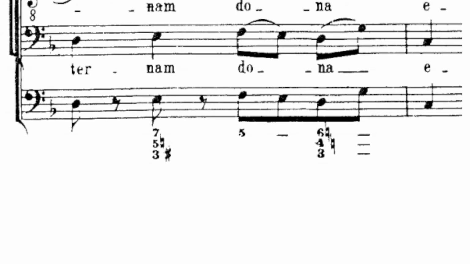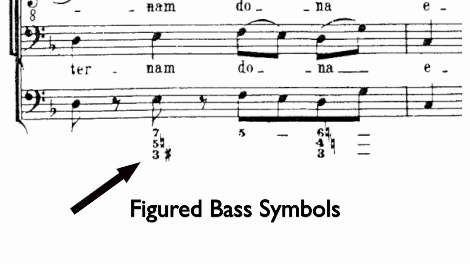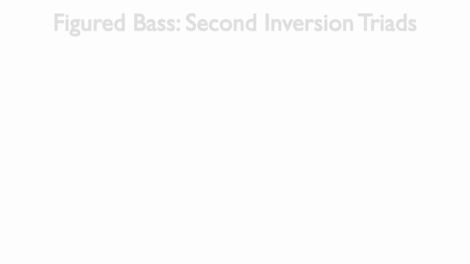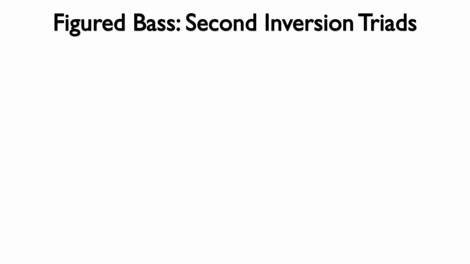As we learned in the previous two videos on root position and first inversion triads, figure-based symbols were used in the Baroque and early Classical periods to indicate the notes above a bass note that were to be used to complete a given chord. In this video, we will learn the figures associated with second inversion triads.